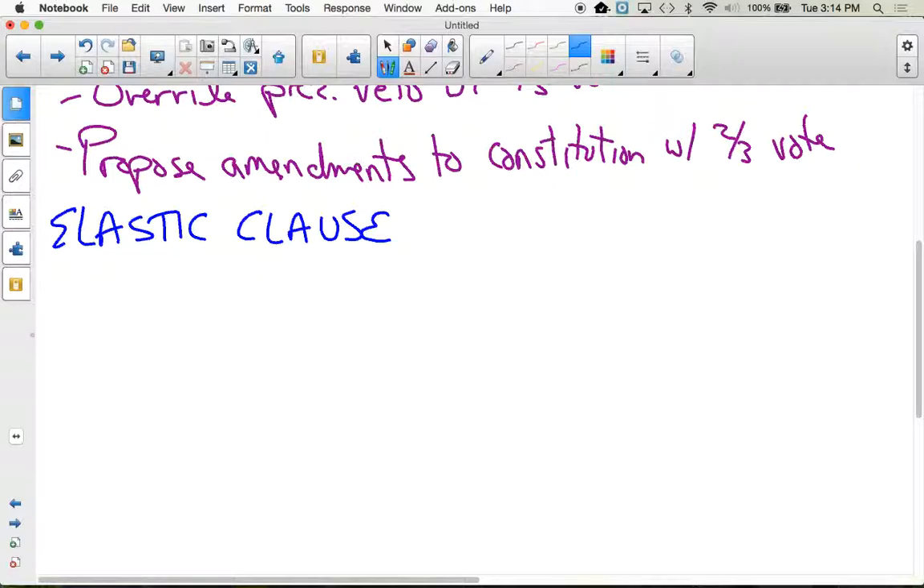A state cannot have a foreign policy of their own. It must be a national foreign policy. They cannot have a currency different from the United States currency, and they cannot tax imports from other countries. Can states make their own laws? Yes. So long as the law does not interfere with a federal law, the states have the ability to make that law. That is part of the Bill of Rights, and we'll talk about that on Thursday.